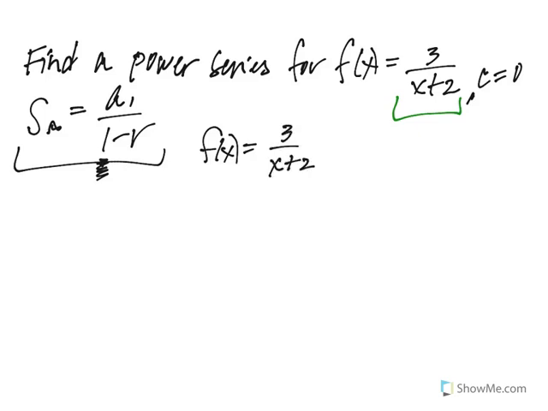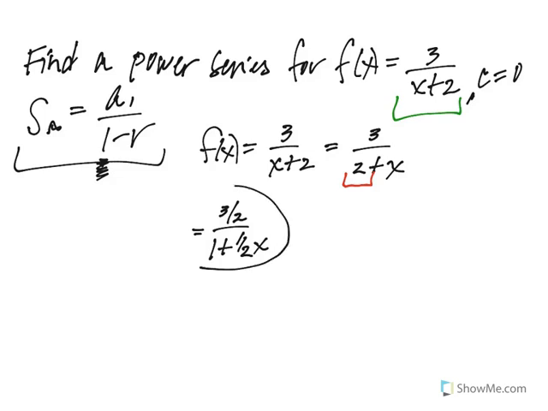This is 3 over x plus 2. First, I'm just going to switch the denominator around. That's 3 over 2 plus x. And then what I want to do is make this a 1. So I'm going to divide everything through by 2, which is going to give me 3 halves over 1 plus 1 half times x. This is f of x, and now I've got it in a friendly form.